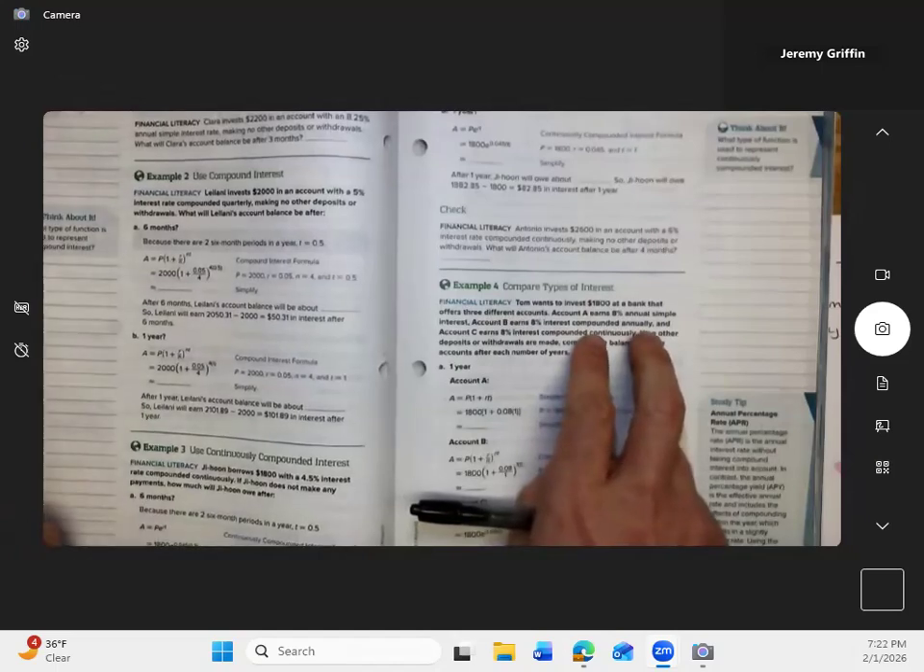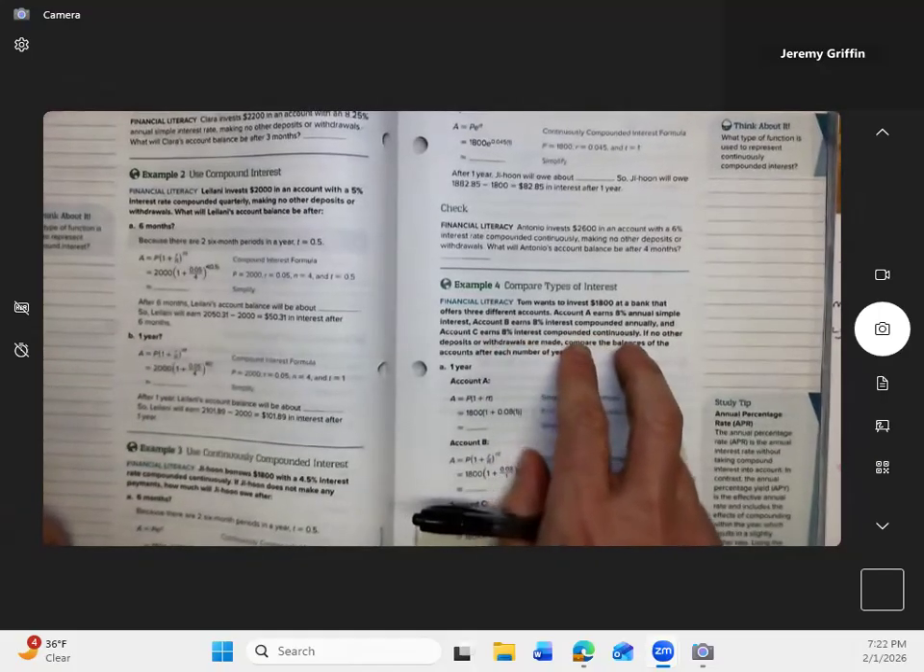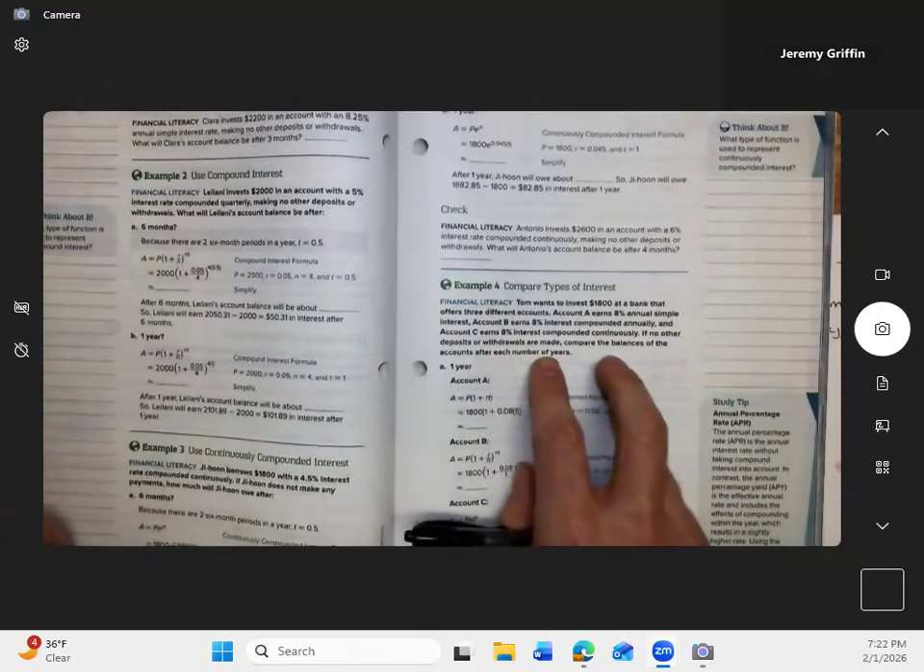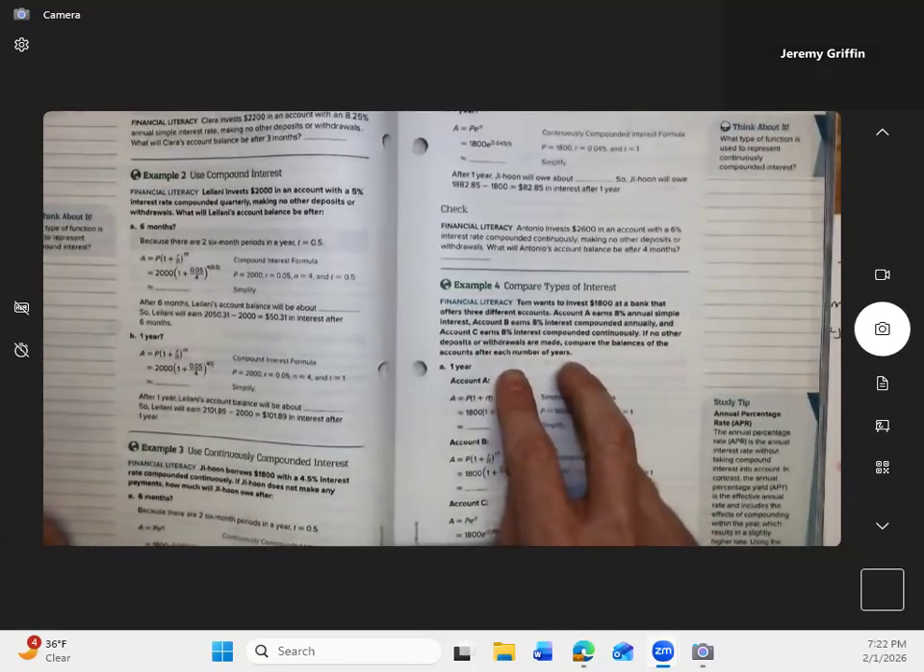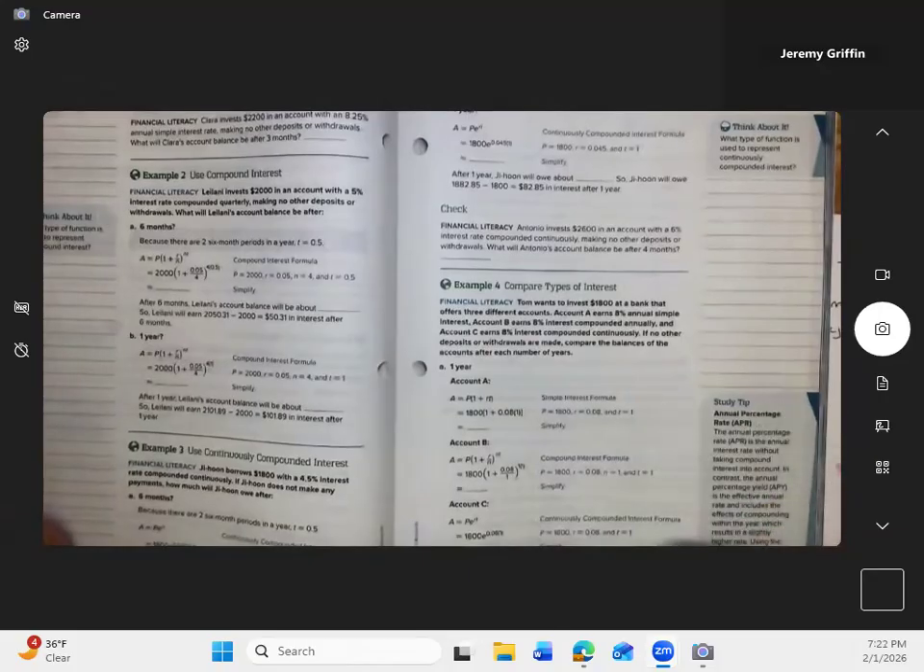Maybe they wanted you to catch that. Right? Account C earns 8% compounded continuously. If no other deposits or withdrawals are made, compare the balances after each number of years. Let's just say 1 year. Okay. That's kind of what we just did, isn't it?